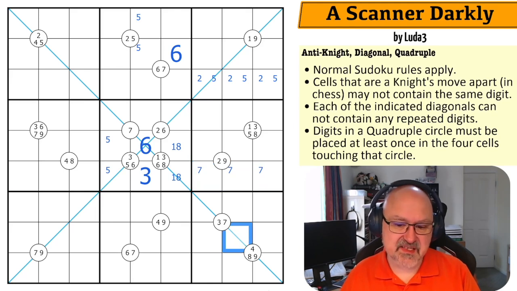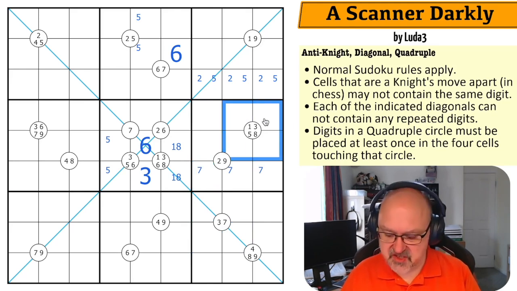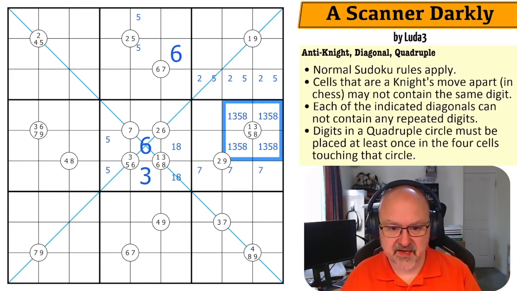Interestingly, that means that can't be a 7. So 7 is in one of those 3, because that cell sees all 3 of those. We know this is just 1, 3, 5, and 8. I'm going to put that in.